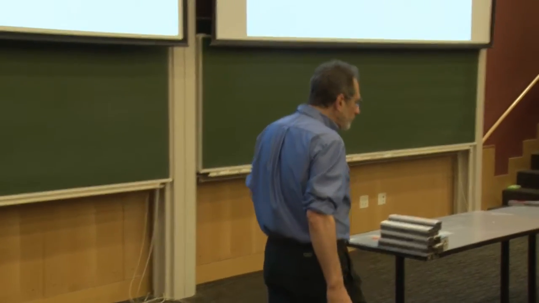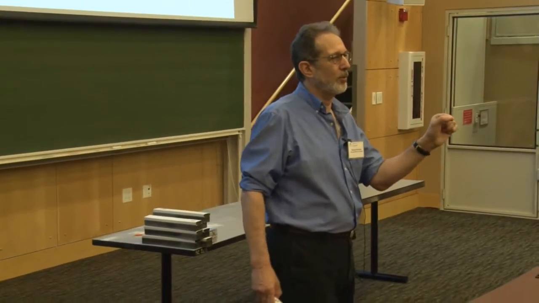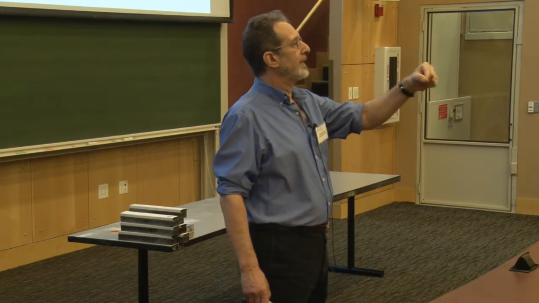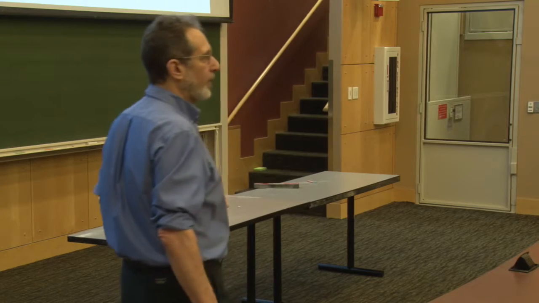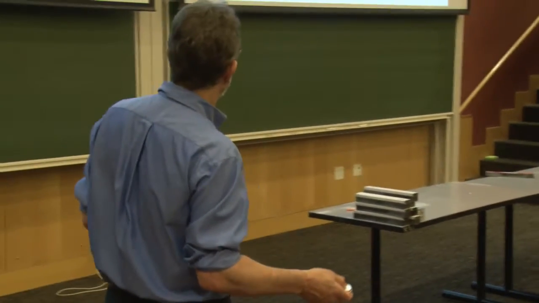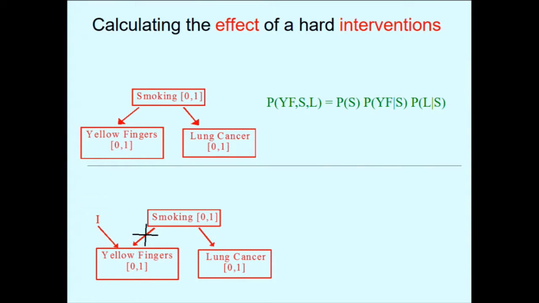Now, let's see how this translates into what happens when I make a hard intervention on the graph and how that translates into different calculations about the probability of things happening that that graph describes. Let's imagine now that I do an intervention on yellowed fingers, and I have this distribution up there that expresses the joint before I do any intervention. So without looking at the slides, what do you think I'm going to do to the joint distribution to represent what happens here?